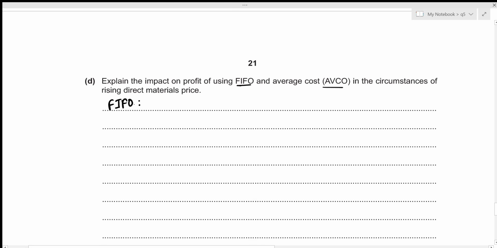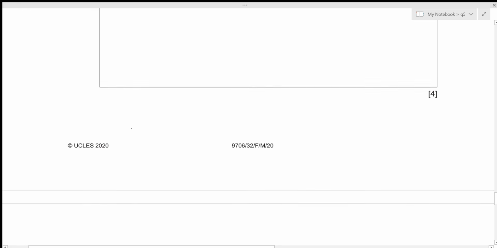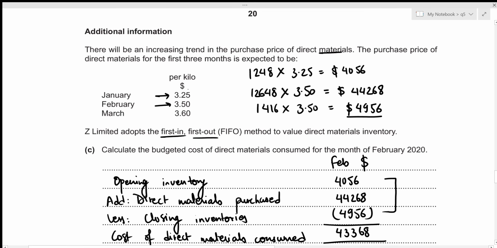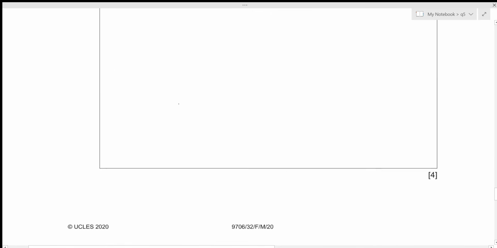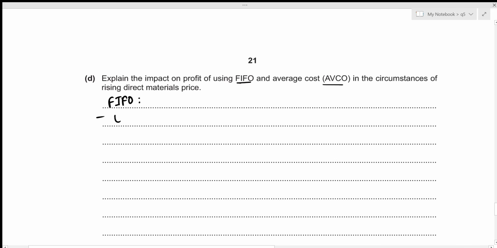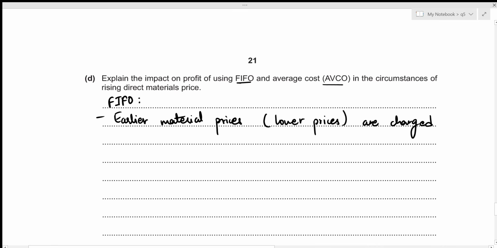As the name suggests, whatever direct materials that we purchase first will be used first, right? Which means that, as in the statement above, earlier material prices are charged to the cost of raw materials consumed, right? Like in the opening inventory, we charge the price of 3.25, which is lower as compared to the charge for February, which is 3.50, right? Let's write it down. Earlier material prices, and these will be the lower prices, right? Are charged to the cost of raw materials consumed.